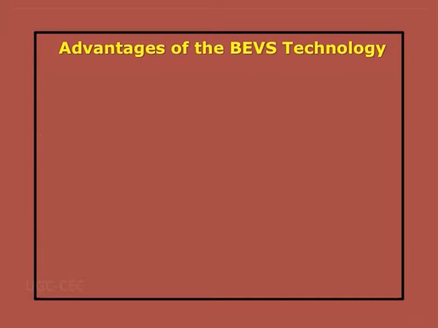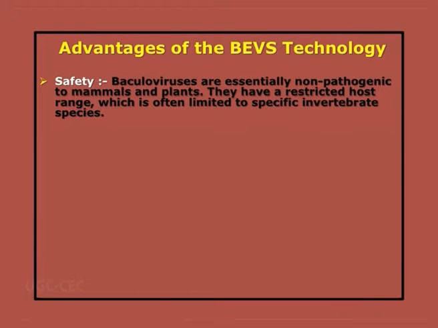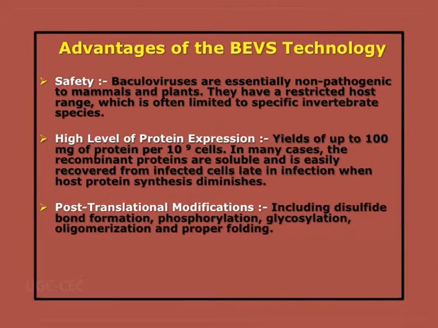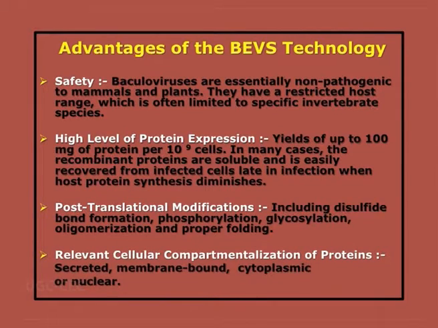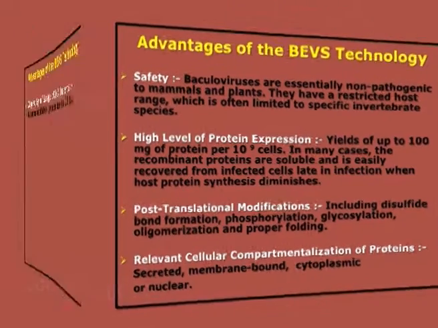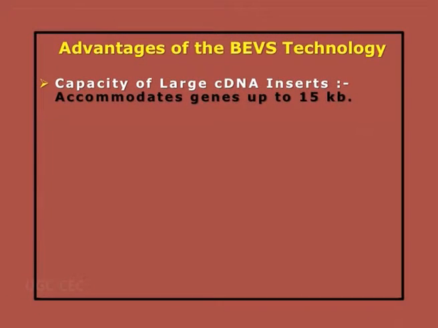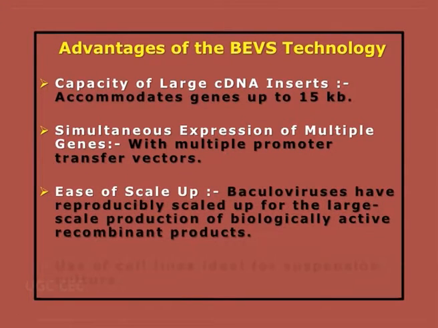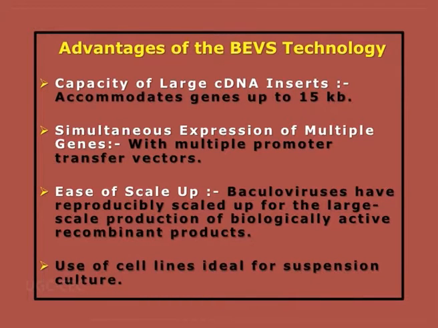The advantages of BEVS technology are that it is a safe technology, high level expression is allowed, post-translational modification is possible, and relevant cellular compartmentalization of proteins is also possible. Moreover, it has the capacity for large cDNA inserts, as up to 15 kb can be cloned, and simultaneous expression of multiple genes is also possible using this technology. It is easy to scale up, and the cell lines are ideal for suspension culture.